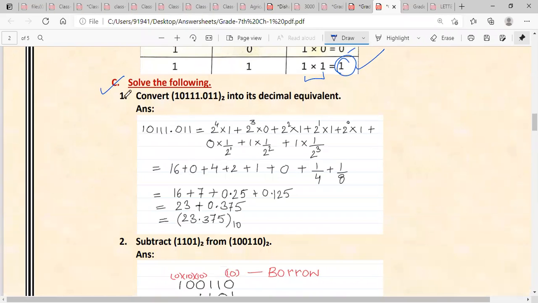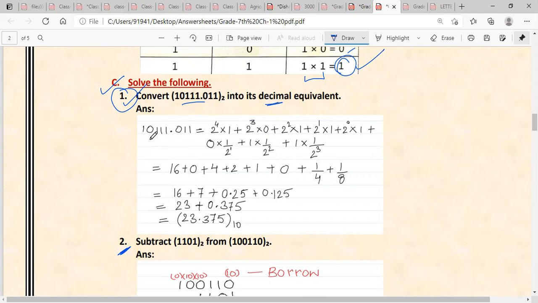Okay, I will explain one to you, and the other one you have to do on your own. Then you have to practice on your own, and if you do more and more practice, then you will learn the method. Okay, convert this into its decimal equivalent.